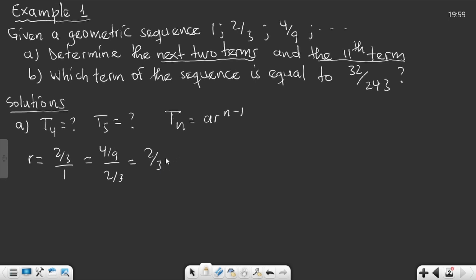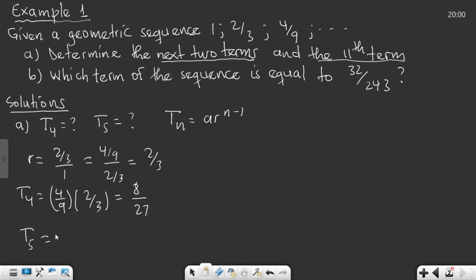Now you see the simplest way is to just multiply the previous term by the common ratio and then you get the next term. So we need T4 and T5. This is what the question is asking for. So T4 will be, you take the previous number, which is 4 over 9, you multiply by the common ratio, which is 2 over 3, and then it will be, what is 4 times 2? It's 8. What is 9 times 3? 27.